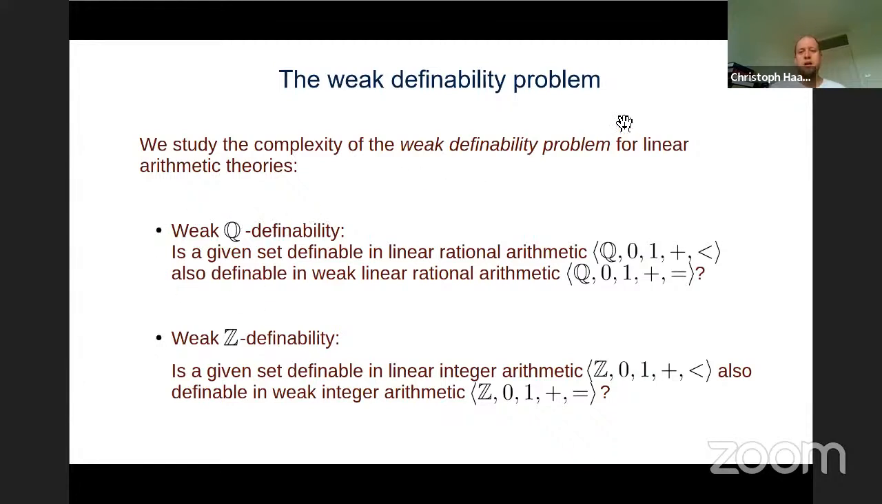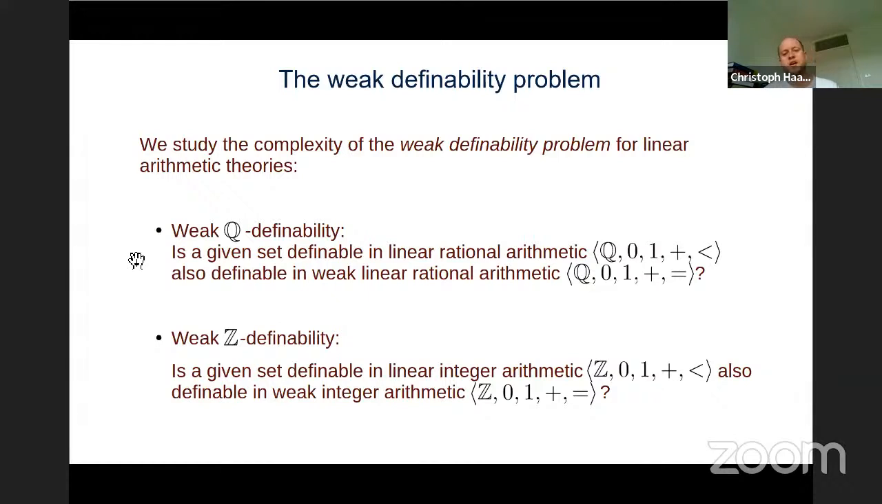We are looking at linear arithmetic theories, where we have a domain, either the rationals or the integers, together with constants 0 and 1, addition and order. We want to know, given a set that is definable in this logical theory, whether it is also definable in its weak counterpart. By weak, I mean that the order relation is dropped, and instead we just have the equality relation. We can look at this problem over the rationals and over the integers.